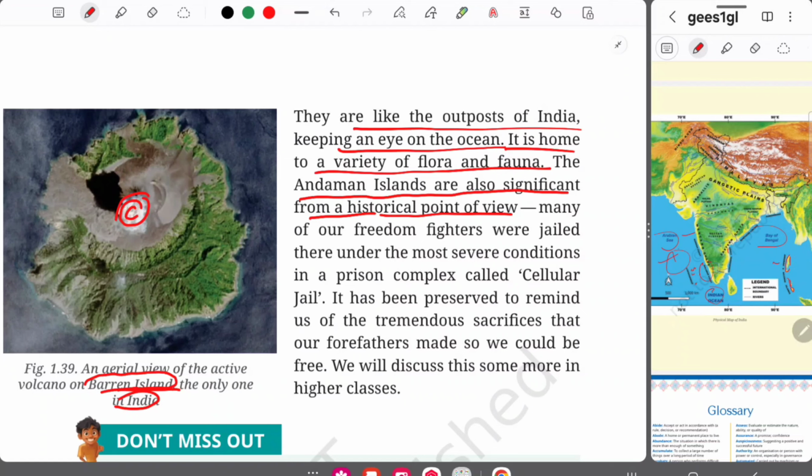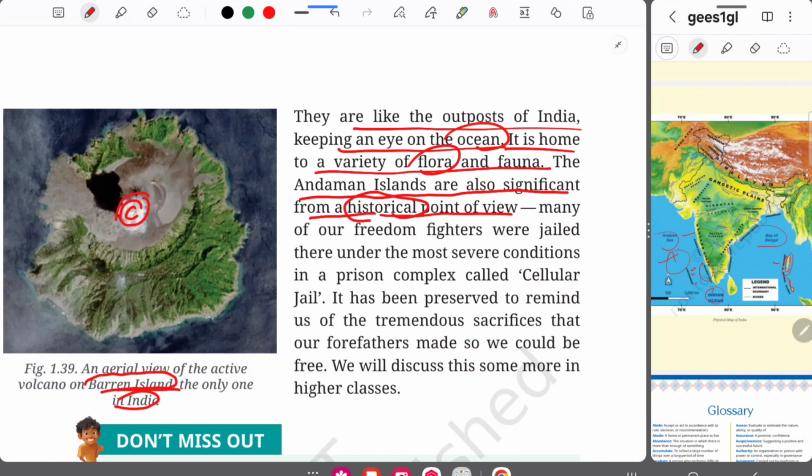See, these islands are outposts of India. We can see whether other countries are coming up or not by staying here. There are defense personnel here, isn't it? The Indian Armed Forces, the army and the naval groups, everyone is there, guarding us. So it is a very important outpost of India, where they keep an eye on the ocean, and they have a variety of flora and fauna here, and these are historically very significant.